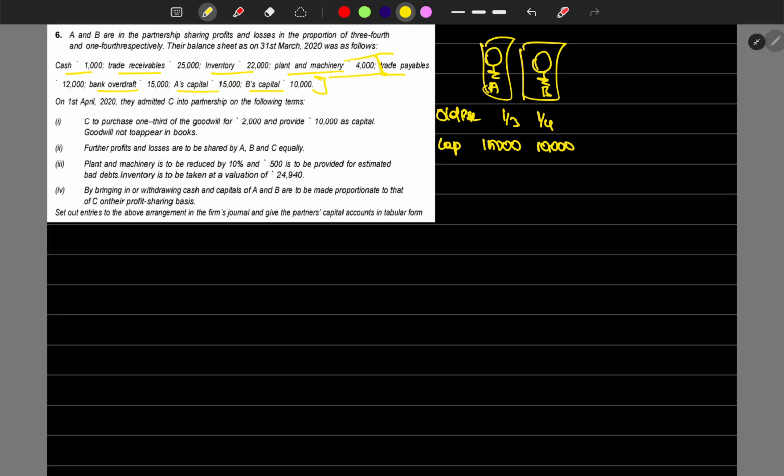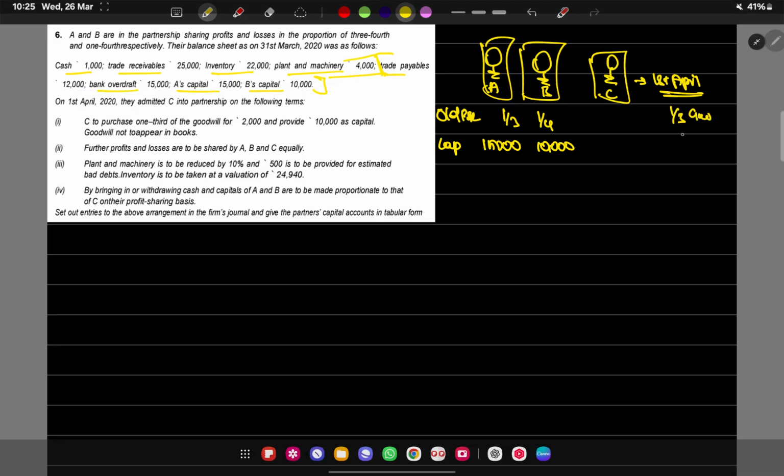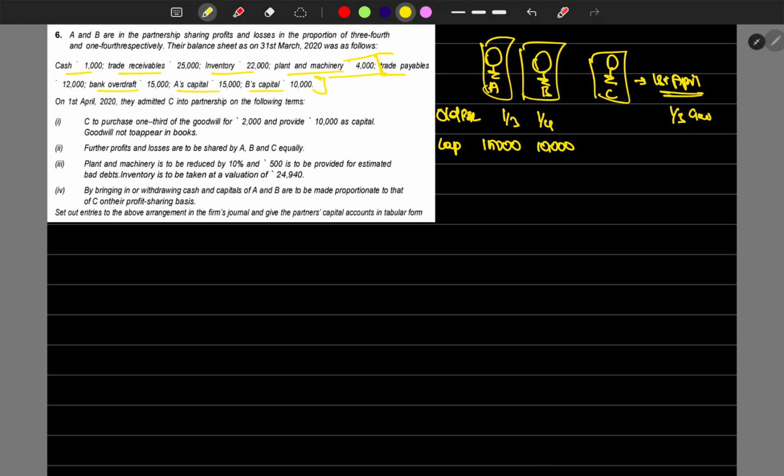Then on 1st April 2020, C was admitted to purchase 1/3 of the goodwill. For the 1/3 goodwill he paid rupees 2,000, plus he also brought in capital of rupees 10,000. And in future, the profits, new PSR, is equal for everyone, which is 1/3, 1/3, 1/3.